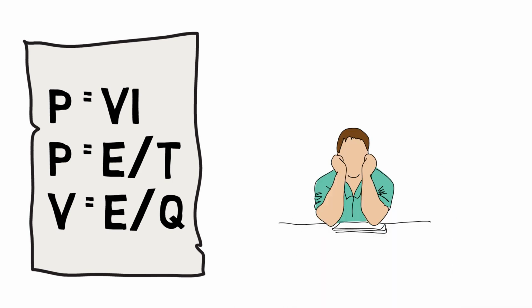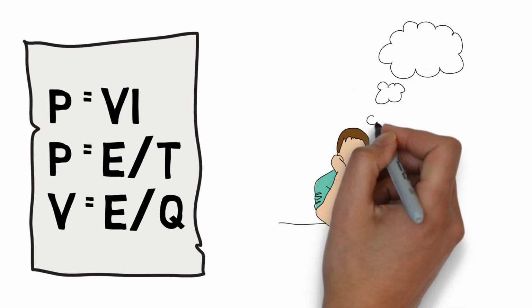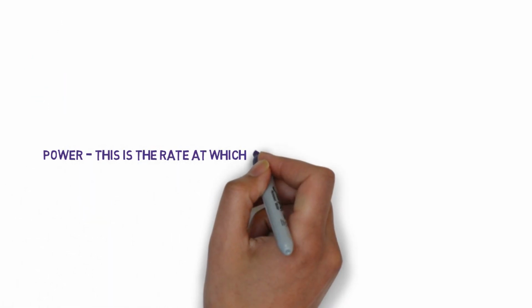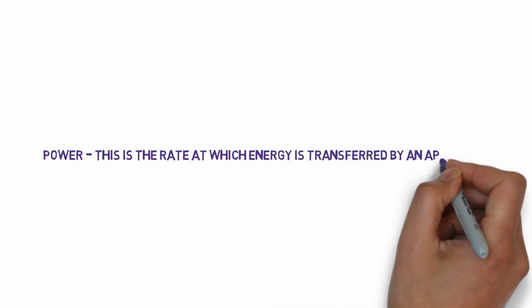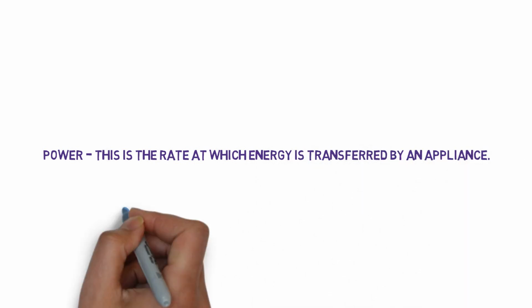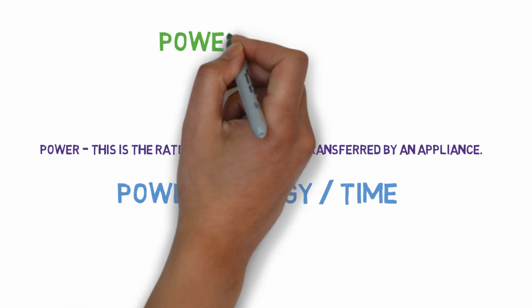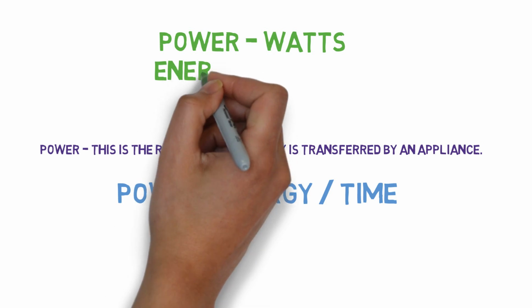Power. This is the rate at which energy is transferred by an appliance. The formula is power equals energy divided by time. Power is measured in watts. Energy is measured in joules. And time is measured in seconds.